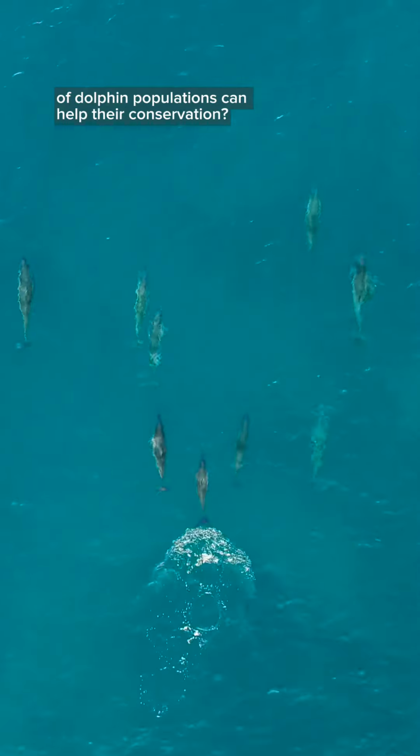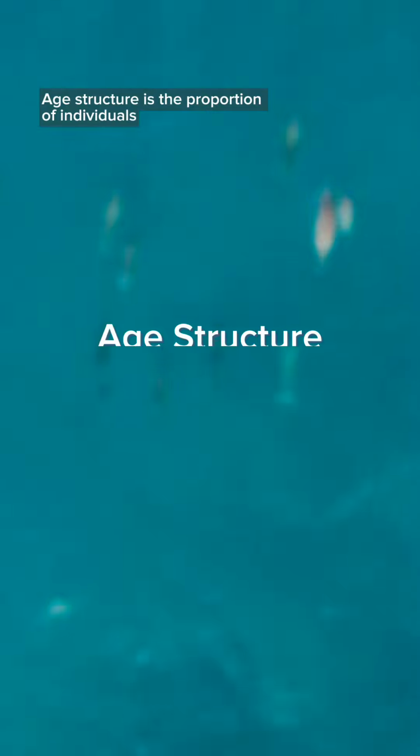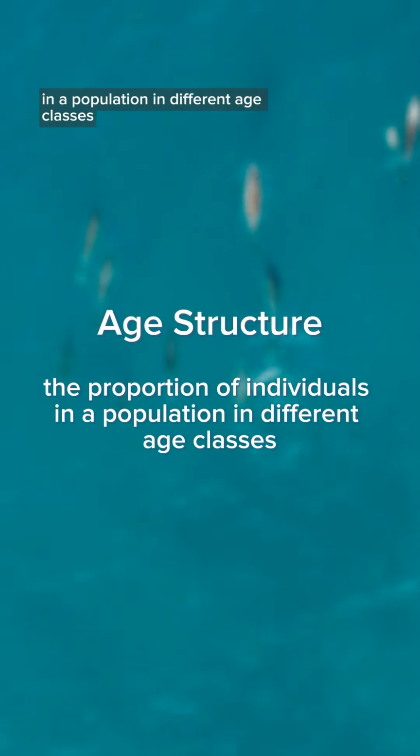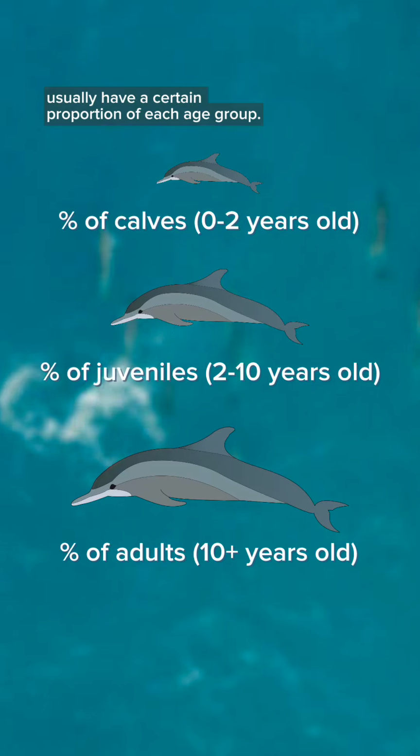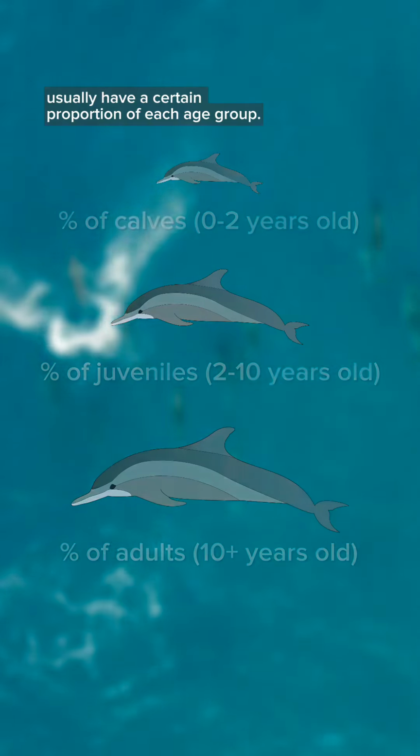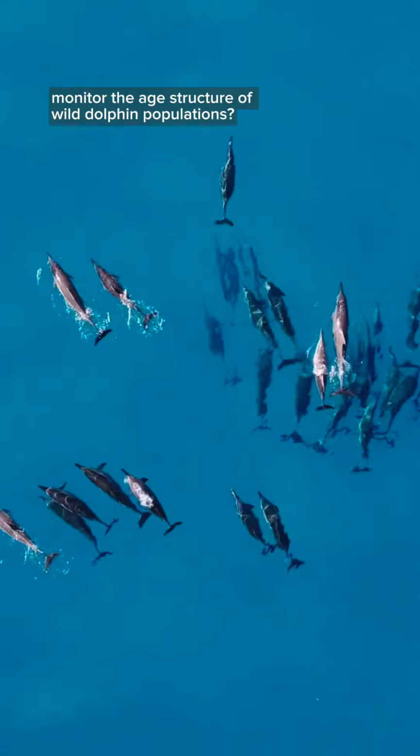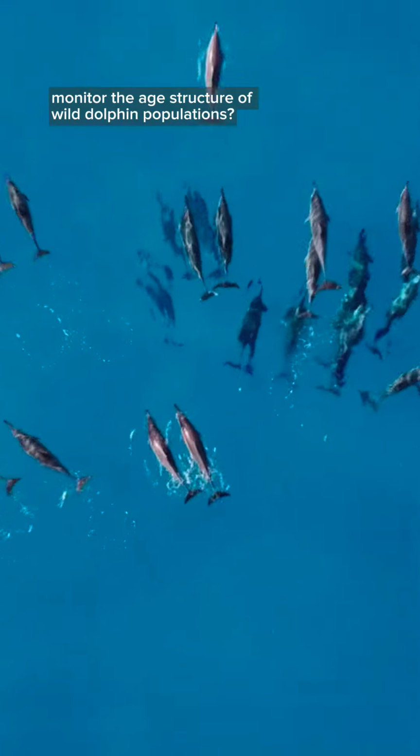Did you know that knowing the age structure of dolphin populations can help their conservation? Age structure is the proportion of individuals in a population in different age classes, and healthy populations usually have a certain proportion of each age group. So how can we quickly monitor the age structure of wild dolphin populations?